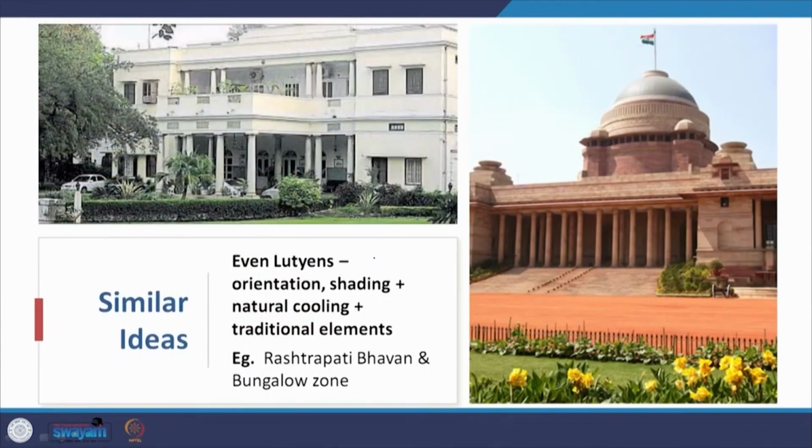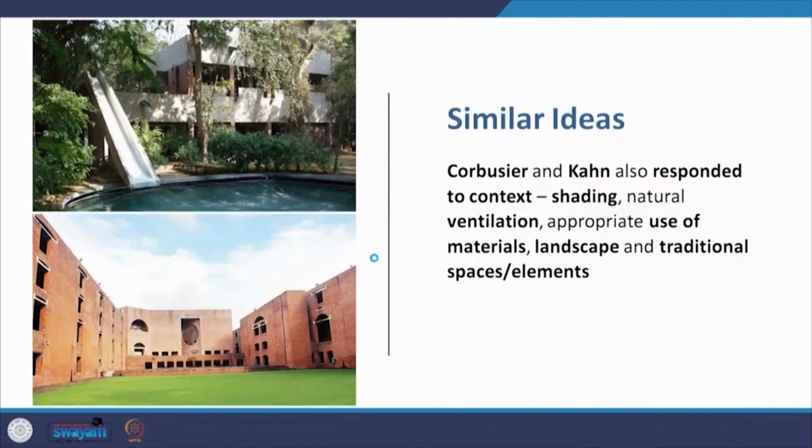Similar ideas were also explored by Lutyens and Herbert Baker in terms of orientation, shading, natural cooling, traditional elements. So we find that in the Rashtrapati Bhavan, and we find that in the bungalow zone of Delhi. Similar ideas were also explored by Corbusier and Louis Kahn, who also responded to the context by providing shading, natural ventilation, appropriate use of materials, listening to the voice of the natural landscape around them, and providing traditional spaces and elements in their building that they derived from the traditional architecture around them in Ahmedabad, for example.